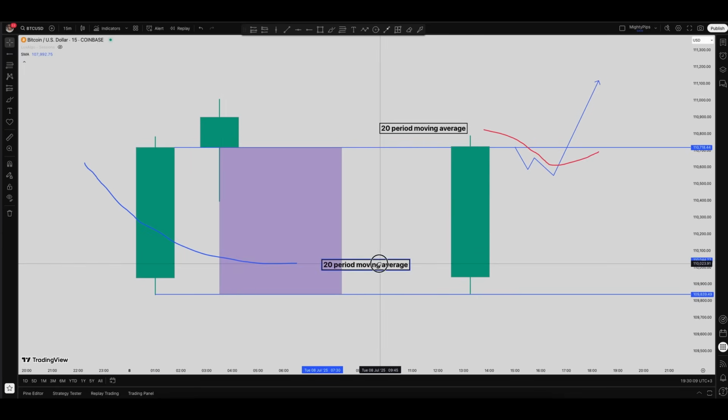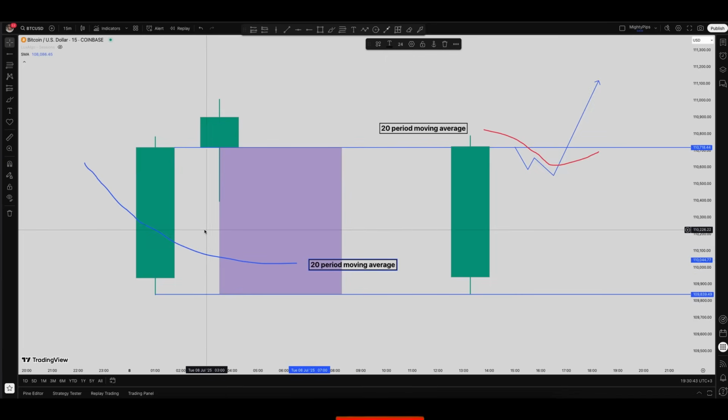As you can see here, this is the 20 period moving average in blue, and this green candle which has closed, the one you're marking here, is above the 20 period moving average. It doesn't have to be the one which has just crossed above the 20 period moving average. It can be way up above it. The thing you have to consider is that the market has to be above the 20 period moving average for you to confirm that the trend is bullish.